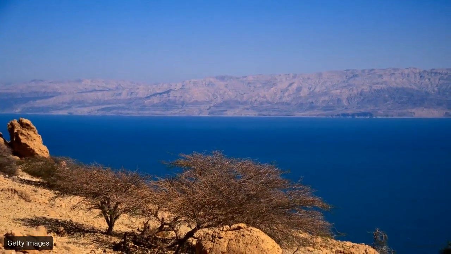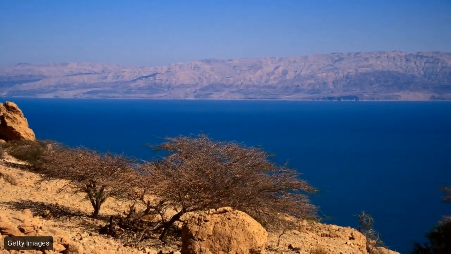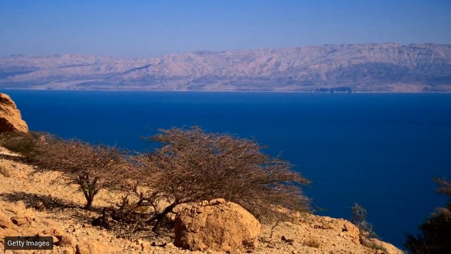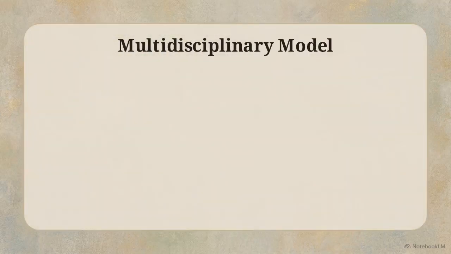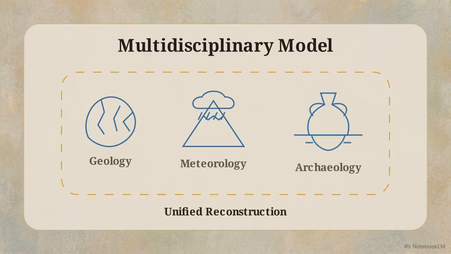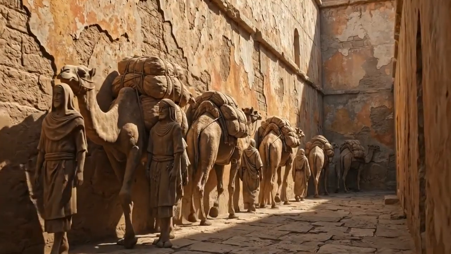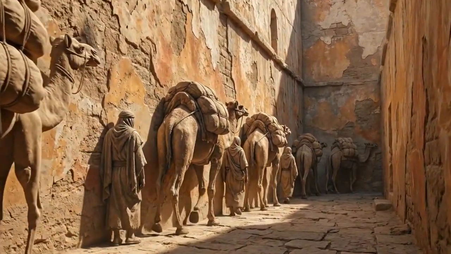The unyielding topography of this narrow strip shaped the cultural development and physical survival of ancient Israel. To analyze these historical events, we must first reconstruct the precise physical constraints of the terrain, from the bedrock up. This reconstruction relies on a multidisciplinary model, incorporating geology, meteorology, and archaeology. In the ancient world, the physical terrain strictly dictated the limits of human movement, political power, and daily survival.